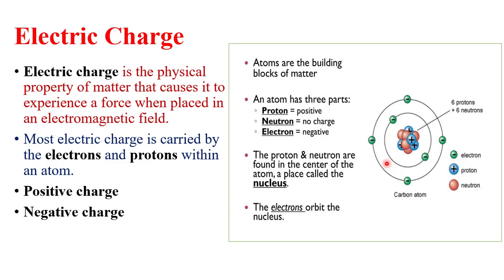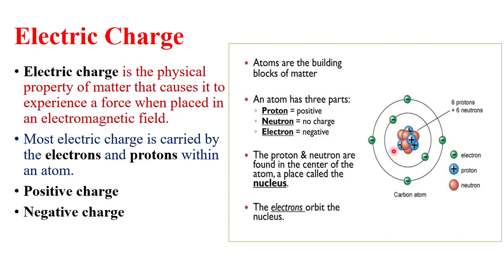The charge is said to be positive when the number of protons is more than the number of electrons, and the charge is said to be negative when the number of electrons orbiting around the nucleus is more than the number of protons.